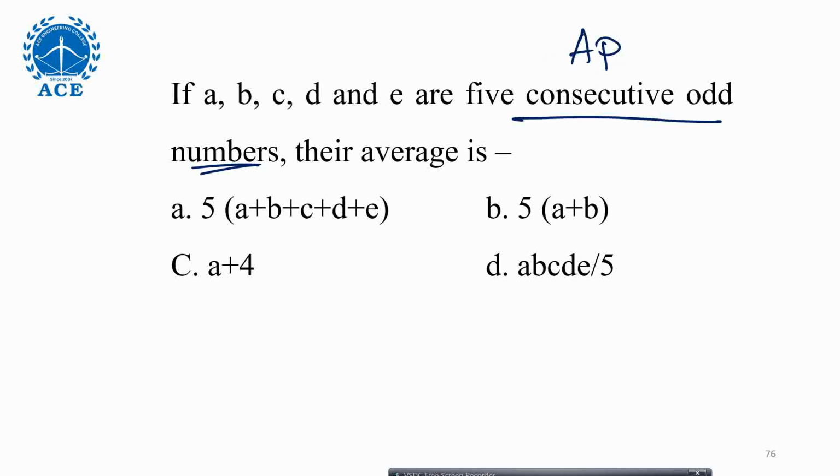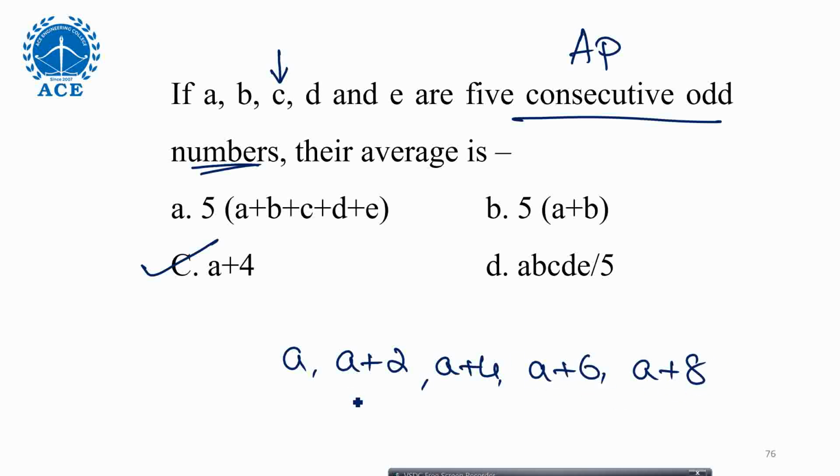Consecutive odd means 11, 13, 15, 17, 19 likewise. Okay, they are in arithmetic progression. When it is an arithmetic progression, average is the middle term C. So C is not there in the options. It's A plus 4 only. First number A means second number is A plus 2. 11 plus 2 is 13. Next odd number is A plus 4. Next is A plus 6. Next is A plus 8. Okay, actually you have to get C. That they have given as A plus 4.